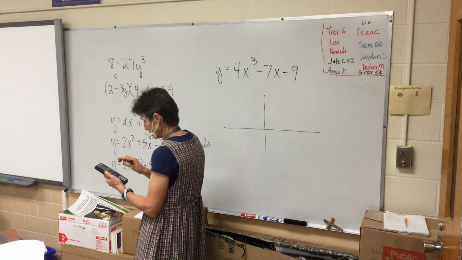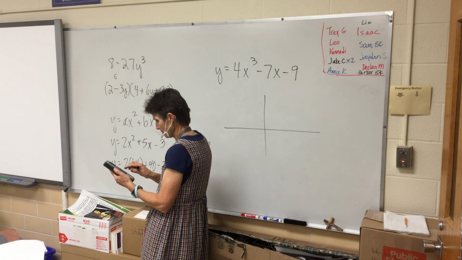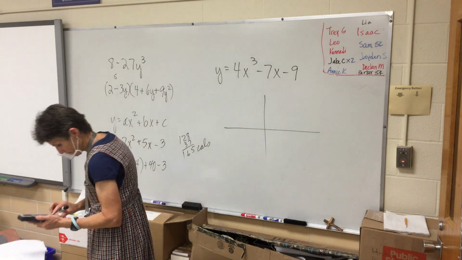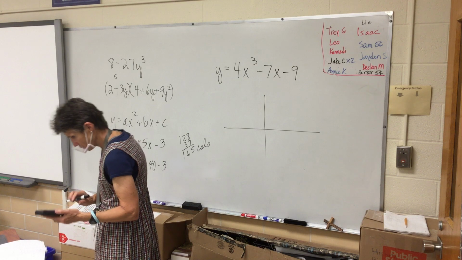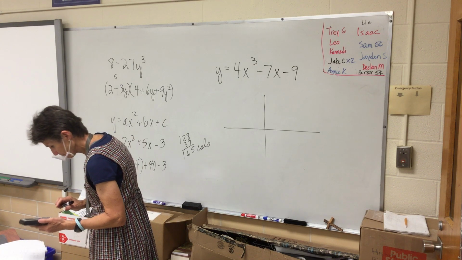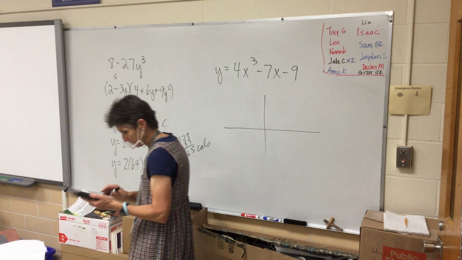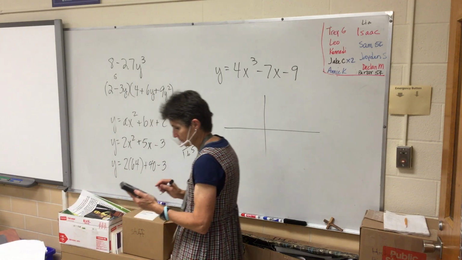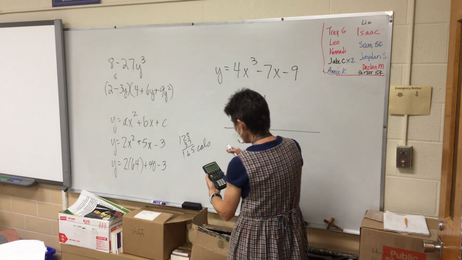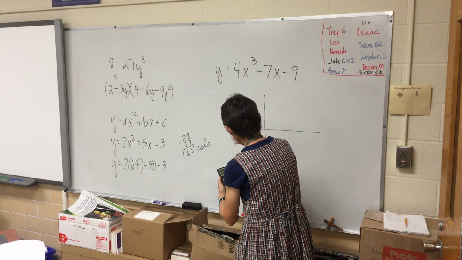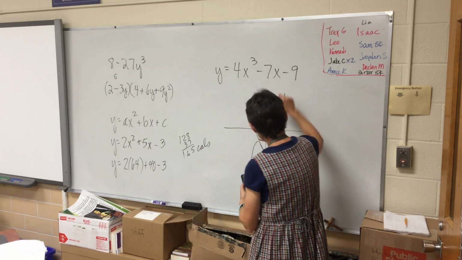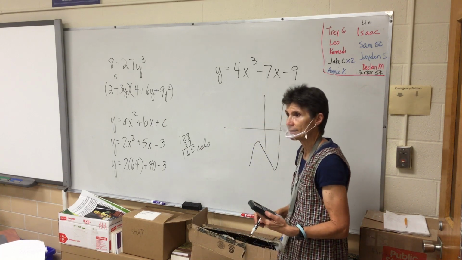I'm going to take out all these equations that I have in there right now. And I'm going to graph 4x to the third minus 7x minus 9. And on my standard screen, I see something that looks like this. Does yours look kind of like that?